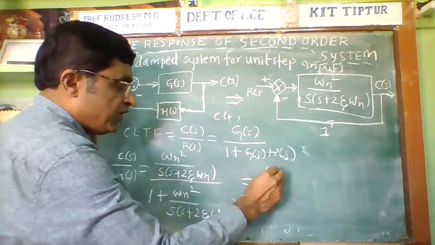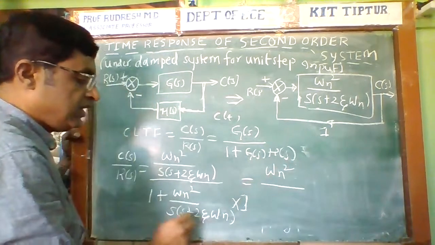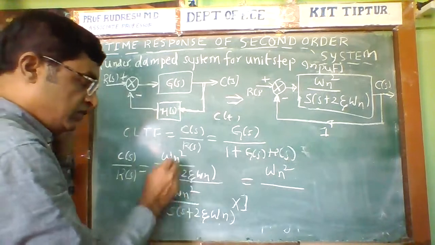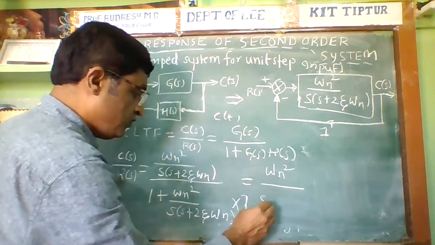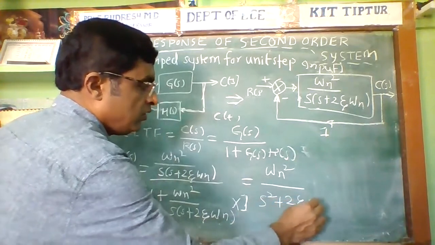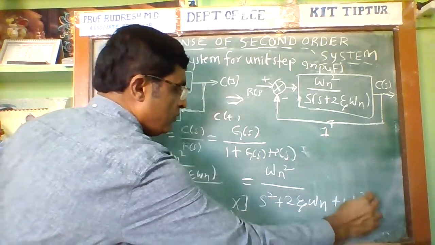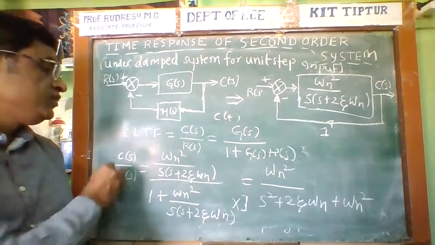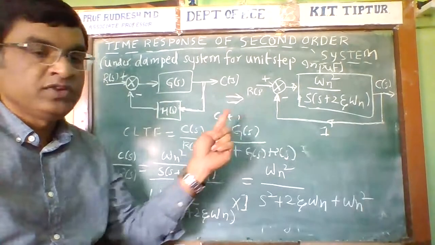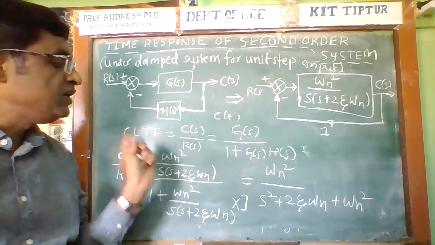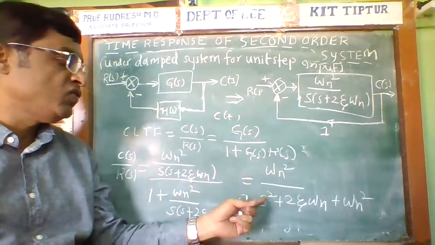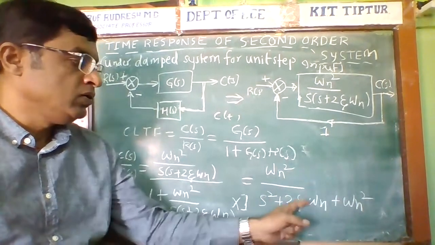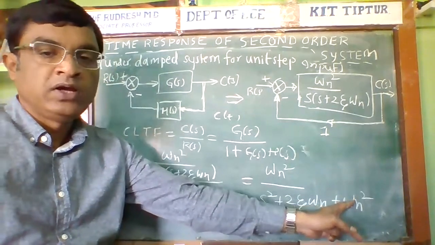Now after simplification, if I take the LCM, this quantity becomes s² + 2ζωn s + ωn². This is the closed loop transfer function of the second order system: C(s) divided by R(s) is equal to ωn² divided by s² + 2ζωn s + ωn².